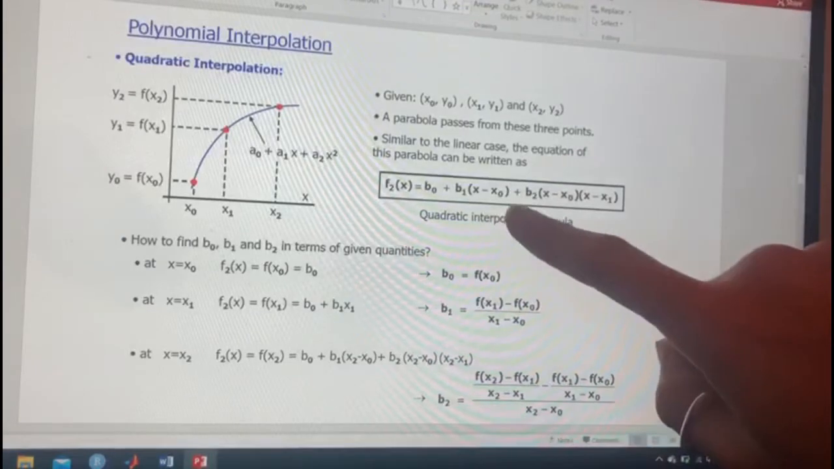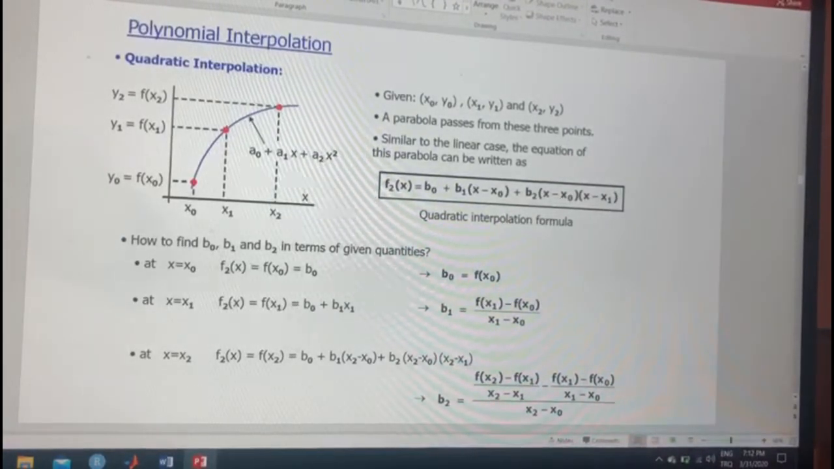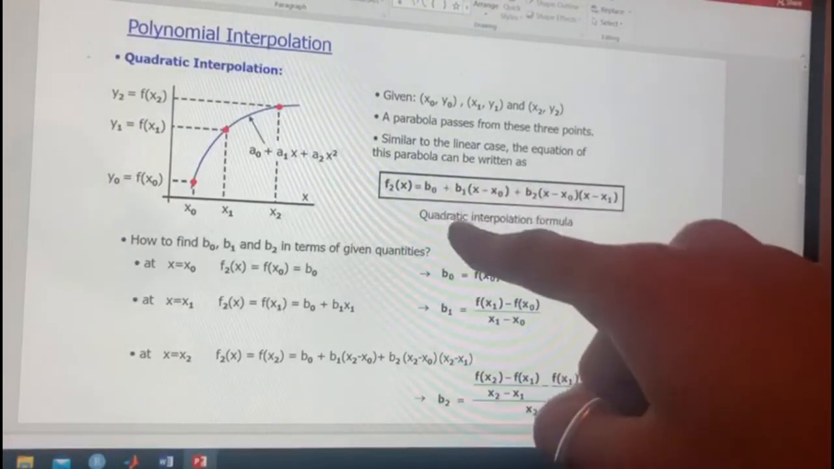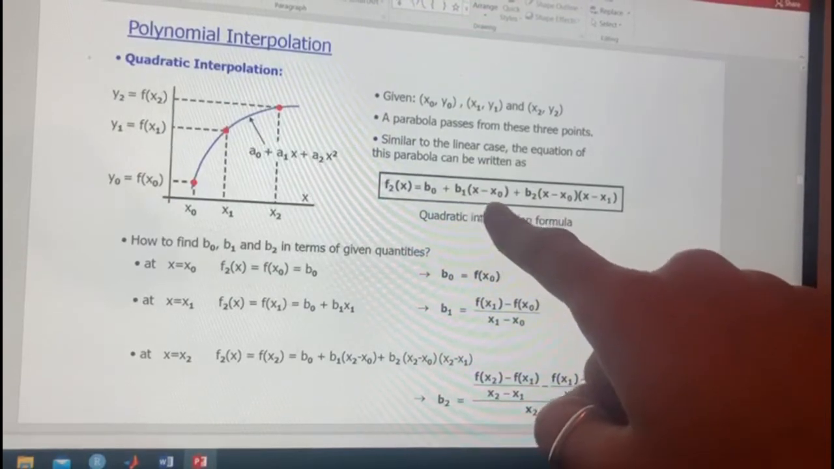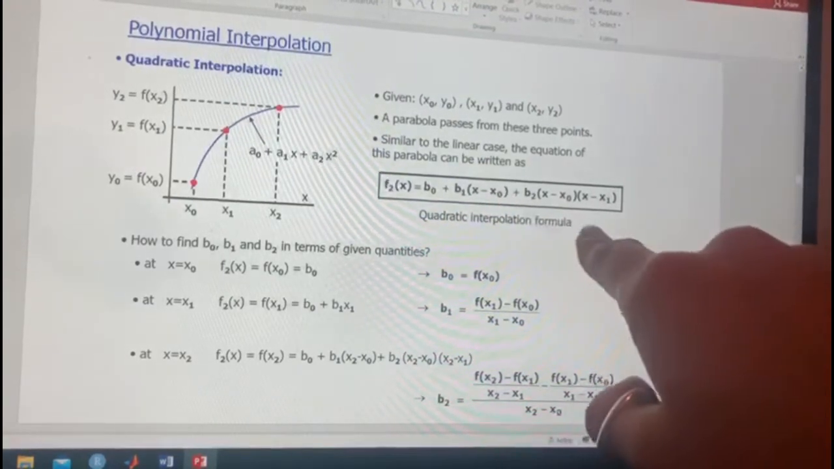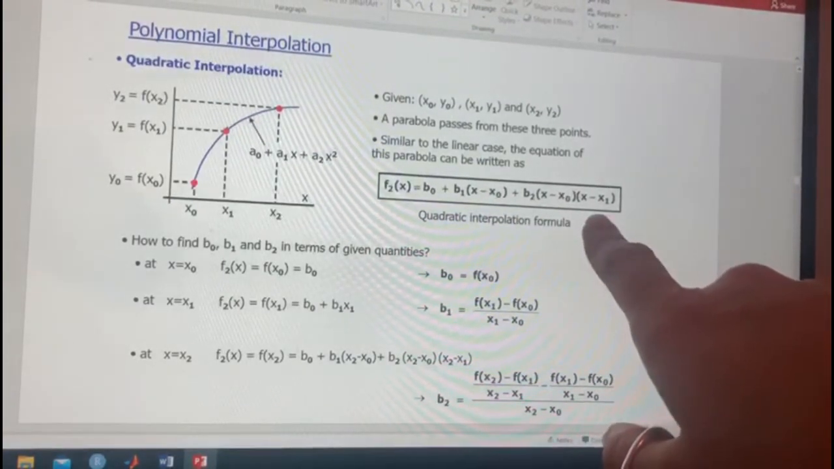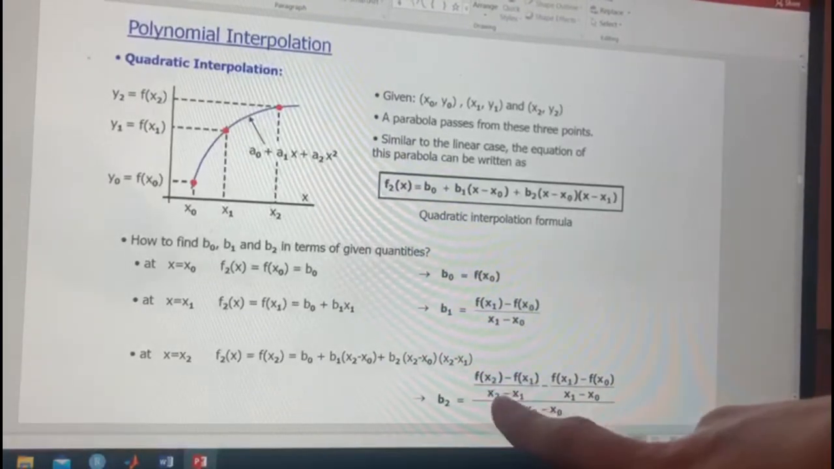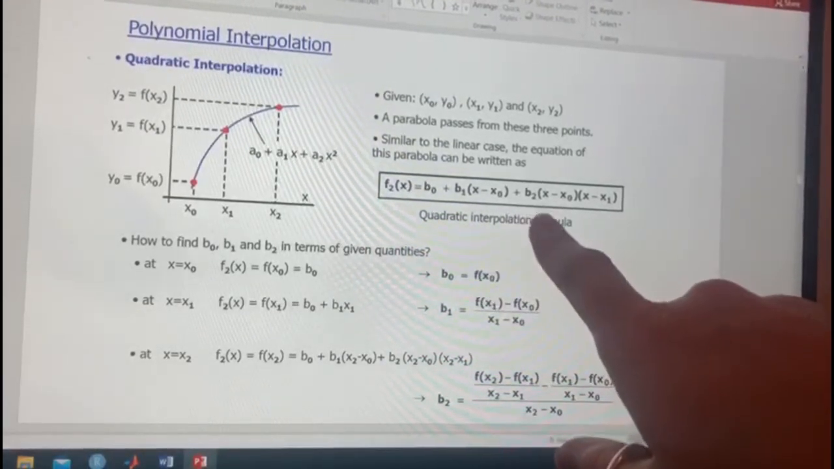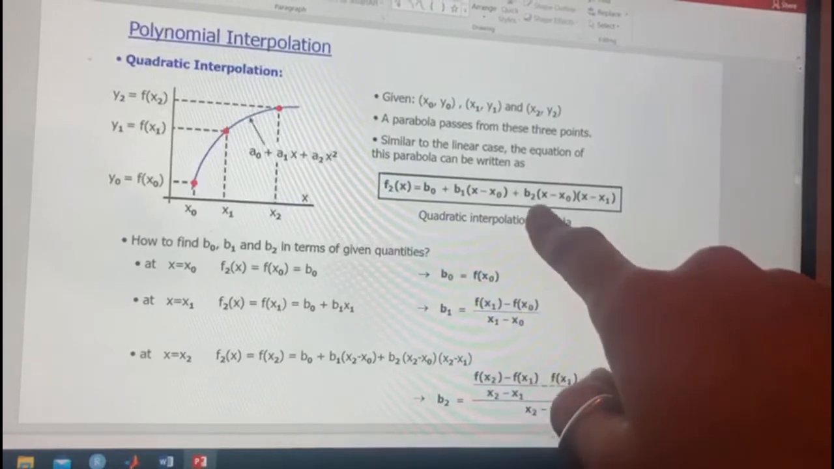Here is the formulation for the quadratic interpolation, and again x will be the value that you want to know, x0 is the given value, x1 is the given value, and x2 is the given value that we will be using in here for b0, b1 and b2. These are the values we need to find.